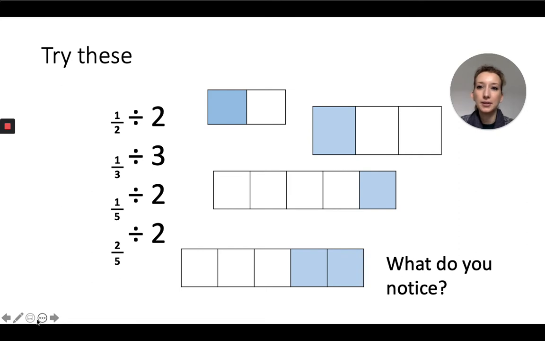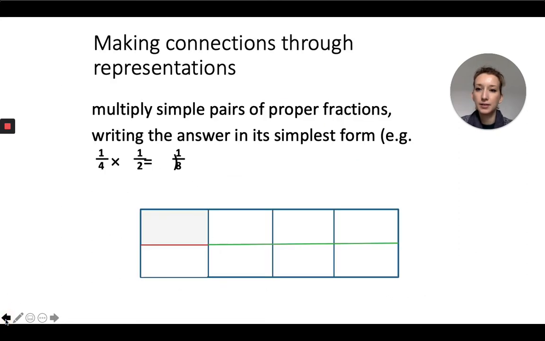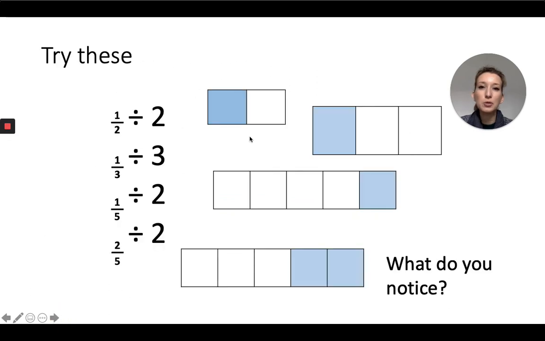Okay, so have a look. So here you can either multiply them by half or divide by 2. You just cut it through the middle. What would it be? What would be your answer? And is there anything you notice?